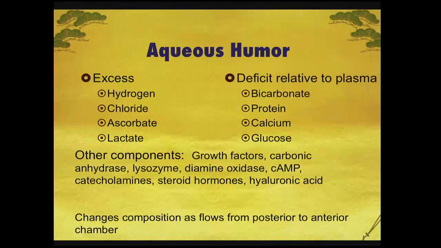Aqueous humor, another test question, is they want to know what it's composed of. And relative to plasma, aqueous humor is high in hydrogen, chloride, ascorbate, and lactate, and it's relatively deficient in bicarbonate, protein, calcium, and glucose. There's other components. I do recall a test question on this. So you can have growth factors in there, carbonic anhydrase, lysozyme, cAMP, catecholamines, etc. And keep in mind that the composition of the aqueous humor does change as it flows through the eye because certain things are being taken away by the eye and certain things are being added.